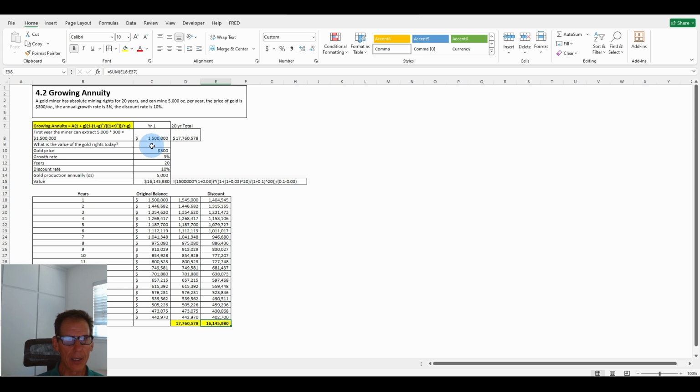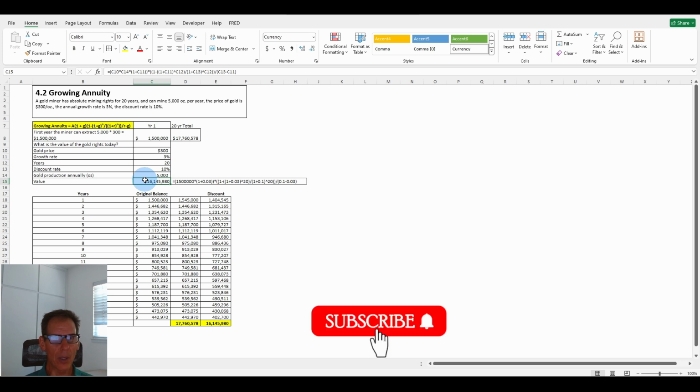So could the miner sell this today for 16 million? Doubtful, but you've got to have a target number. You've got to have a starting number. If it's the bank trying to sell the property, they're going to try to sell this at 16.1 million. And if you're the bank on the other side buying it, you're probably going to use a completely different discount rate. So for example, if we change this to 8%, now we have 18,926,931.